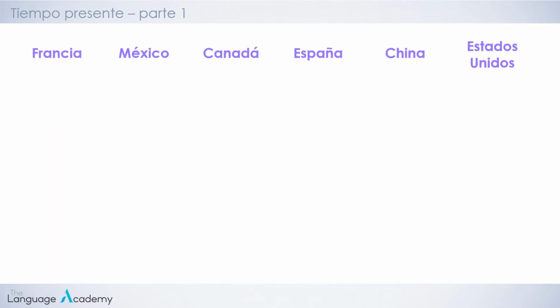Let's practice with an exercise. Here we have country names. Please repeat each name after you hear it. Francia. México. Canadá. España. China. Estados Unidos. Again, Estados Unidos.